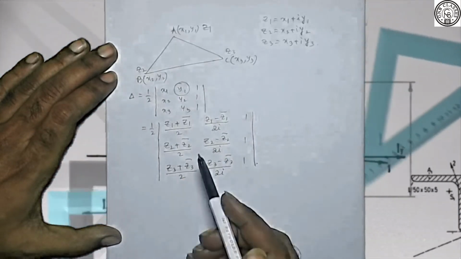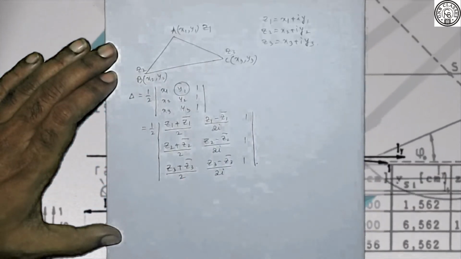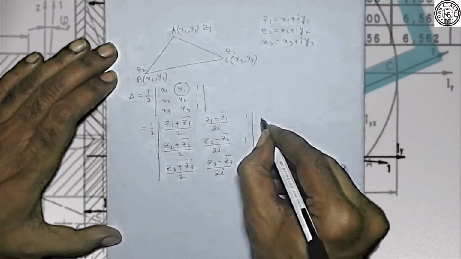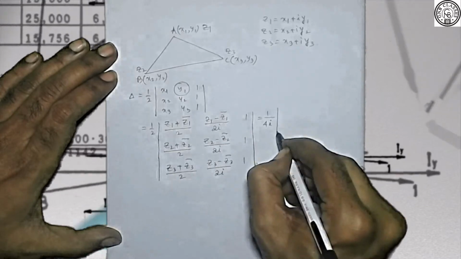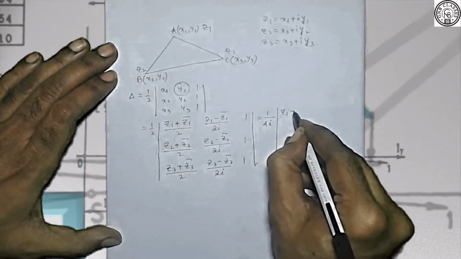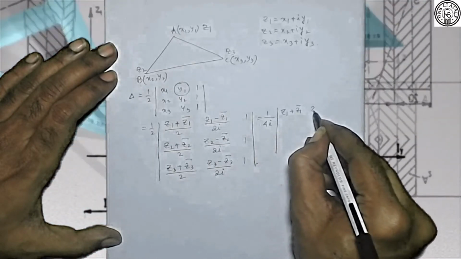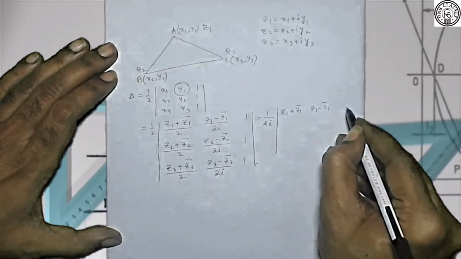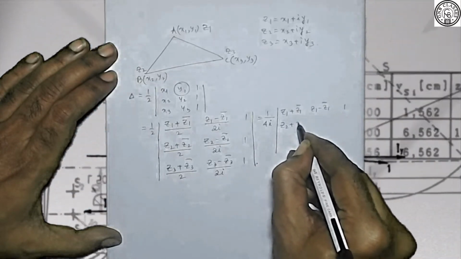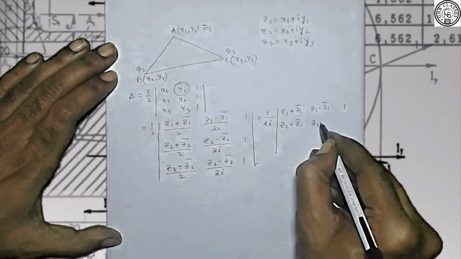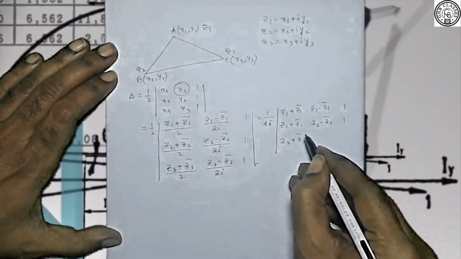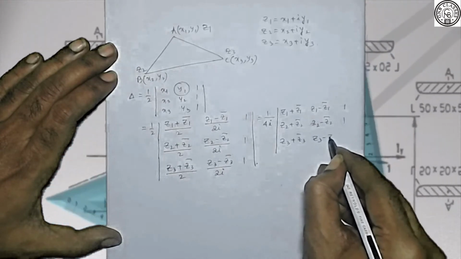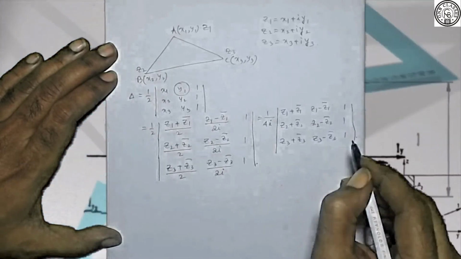So from here, if I take 1 by 2 iota common, outside it will be 1 by 4 iota, and inside we are having Z1 plus Z1 bar, Z1 minus Z1 bar, 1, Z2 plus Z2 bar, Z2 minus Z2 bar, 1, and Z3 plus Z3 bar, Z3 minus Z3 bar, 1. Is it clear? Absolutely.